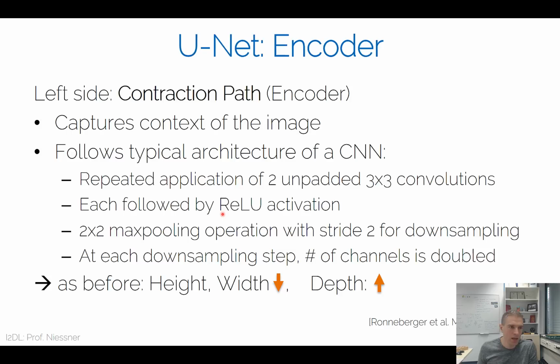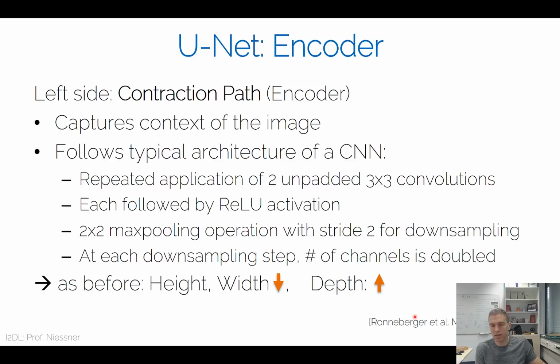Okay. So the left side, the encoder part, captures the context of the image. This follows a standard CNN architecture. As I said, the standard thing would be used for classifiers. Repeated applications of two unpadded 3x3 convolutions, each followed by a ReLU. Then you have a 2x2 max pooling operator with a stride of 2 for downsampling. And at each downsampling step, the number of channels is doubled, right? Same thing as before, width and height goes down and feature channel depth goes up. This is the classification part.